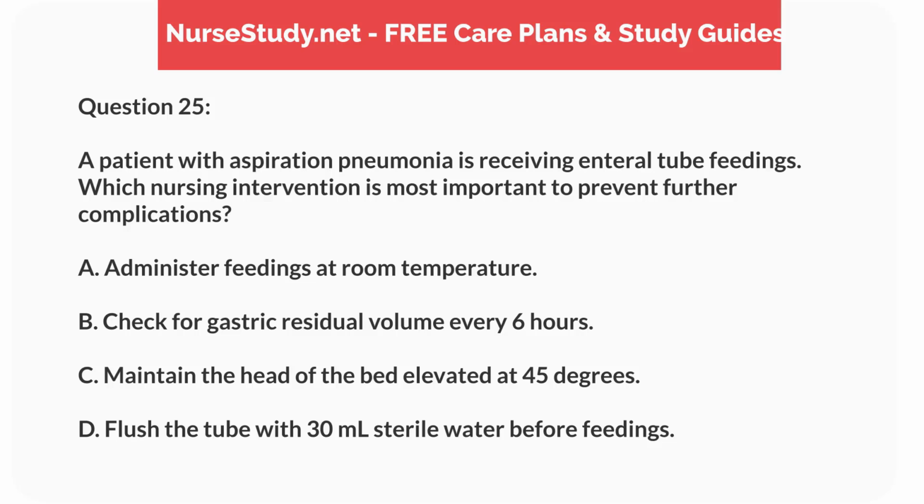Question 25. A patient with aspiration pneumonia is receiving enteral tube feedings. Which nursing intervention is most important to prevent further complications? A. Administer feedings at room temperature. B. Check for gastric residual volume every 6 hours. C. Maintain the head of the bed elevated at 45 degrees. D. Flush the tube with 30 ml sterile water before feedings.